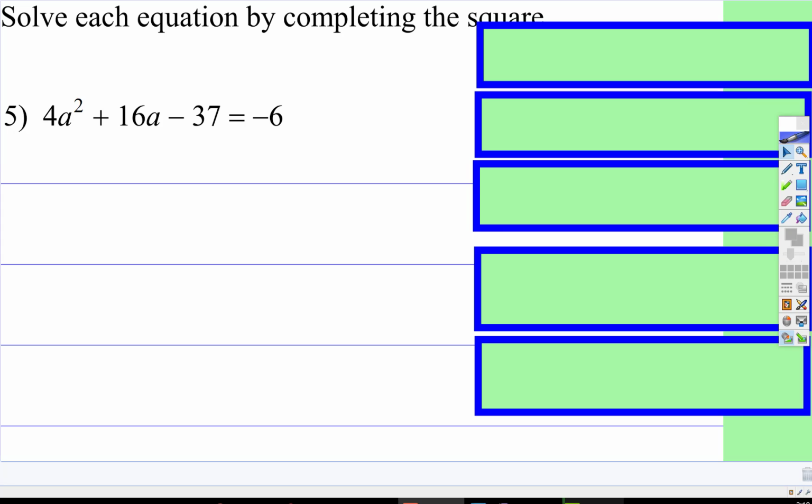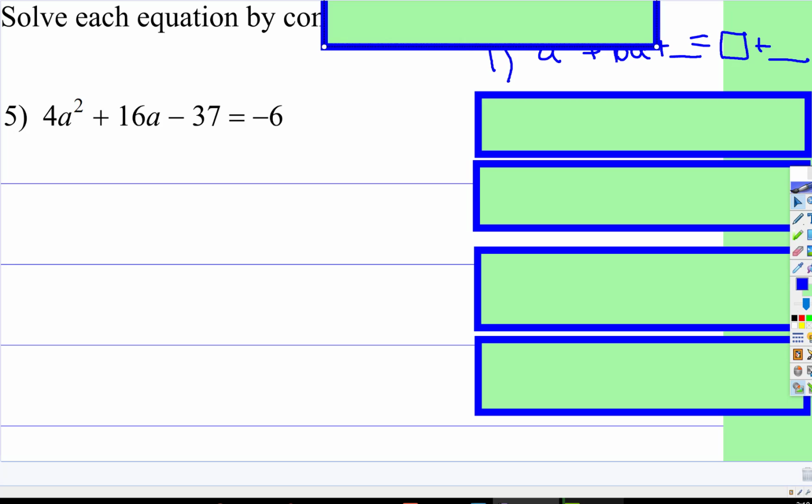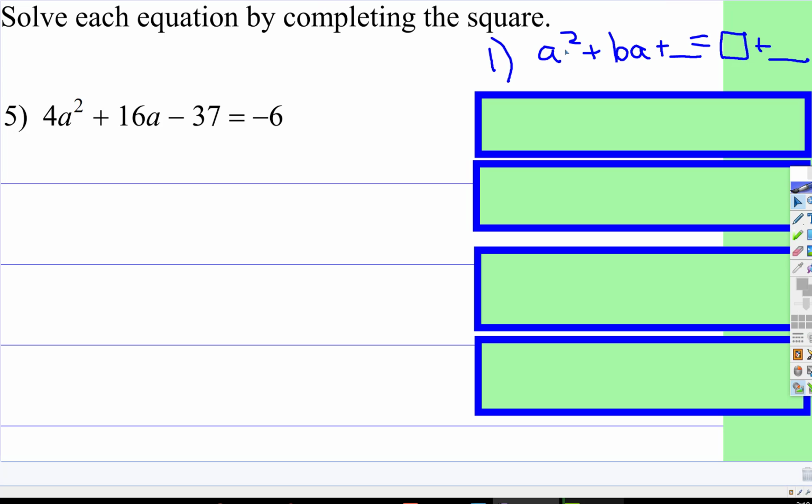Okay, here's another completing the square, a little bit more complex because we have these three things and a number on the other side. Remember what I said to do first. Let's see if we can get rid of that. We want the ax squared plus bx by itself, and we want that lead coefficient to be 1. So we want this stuff by itself first, so we're going to add the 37 to both sides.